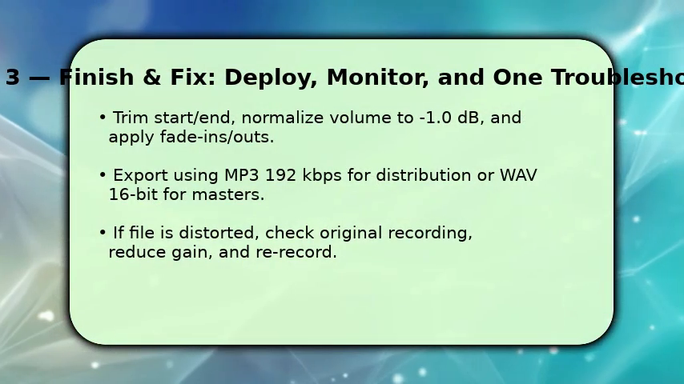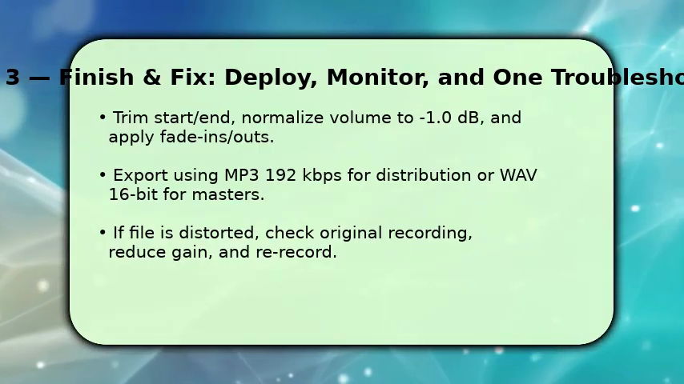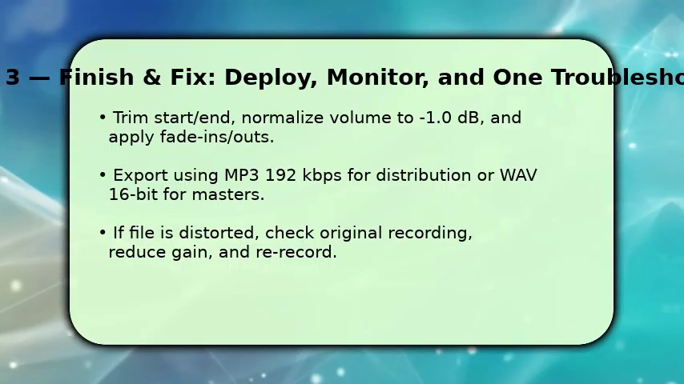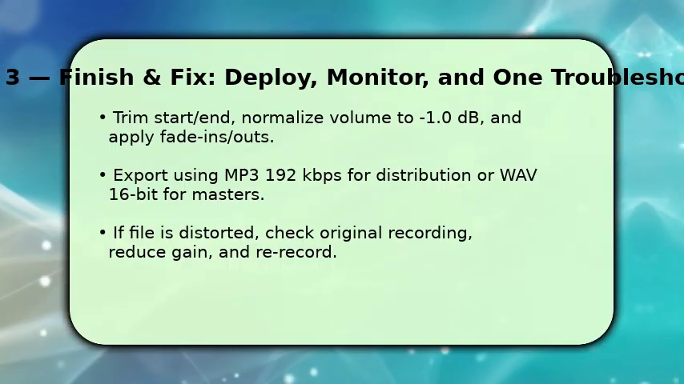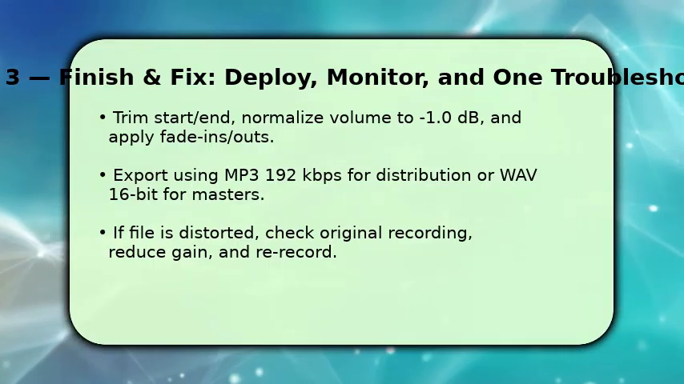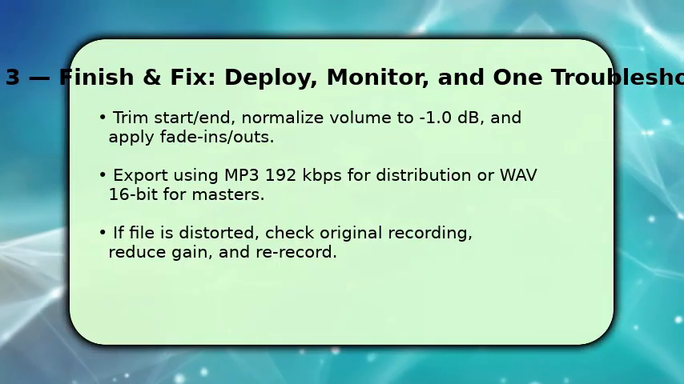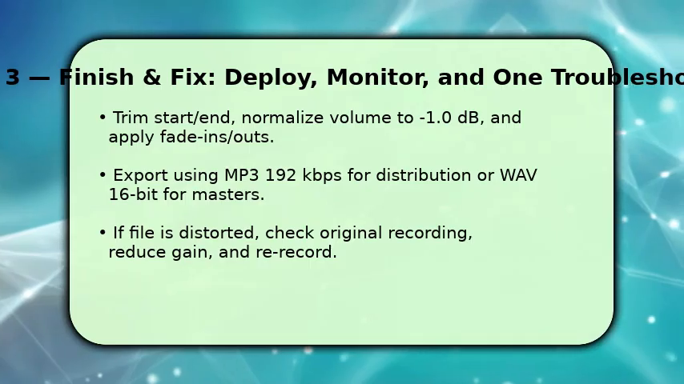You finish by editing and exporting a clean file. Trim any silence, normalize to around -1.0 dB, and add brief fade-ins and fade-outs to eliminate clicks. These small steps improve perceived quality. Export as MP3 at 192 kbps for streaming or as WAV 16-bit for archiving.